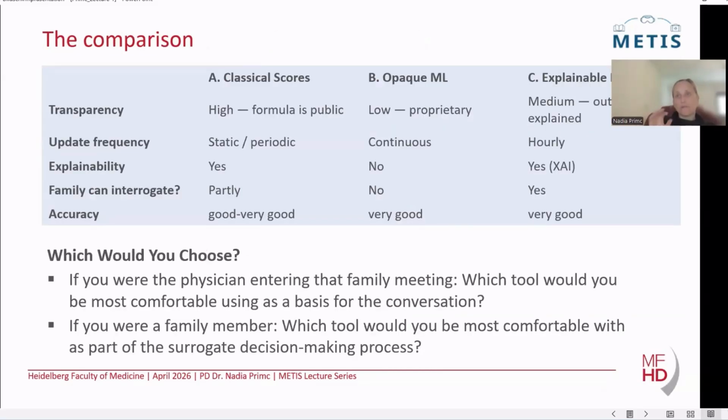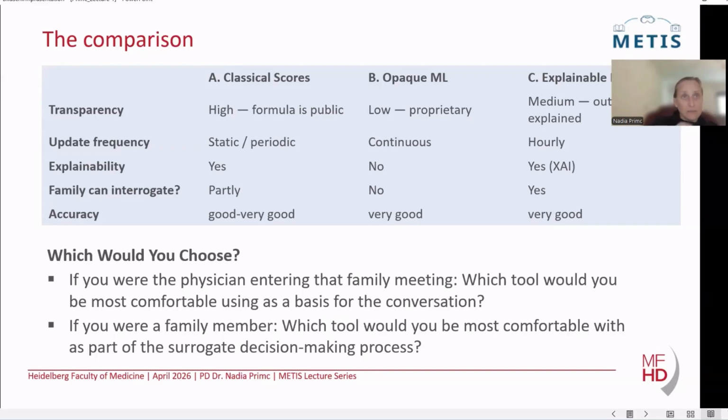So let me put these three scenarios side by side so that we can better compare them. The classical scores, scenario A, are based on 12 to 17 variables. They are calculated using a fixed publicly available formula. They predict in-hospital mortality, and their accuracy, established through external validation studies, is good to very good. The clinicians can explain every variable and its influence on the prediction to the family, and the formula is transparent to everyone who wants to look it up.